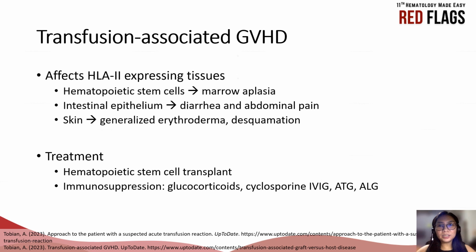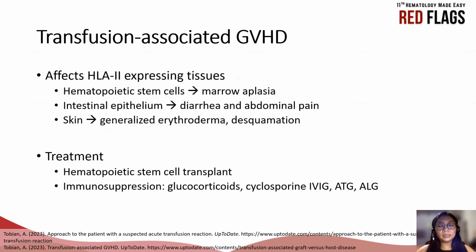The attack of recipient tissues affects all tissues that express HLA class II. These include hematopoietic stem cells, intestinal epithelium, and skin. As a result, the recipient develops profound pancytopenia from bone marrow aplasia, as well as gastrointestinal effects and skin changes. There is no effective treatment for transfusion-associated GVHD other than hematopoietic stem cell transplantation.